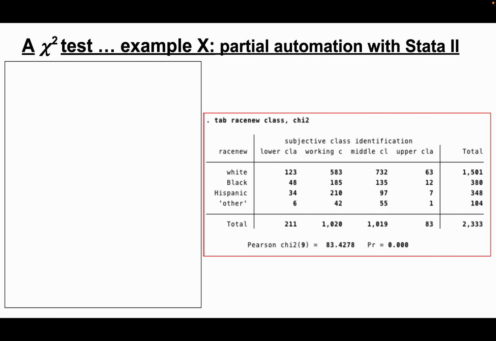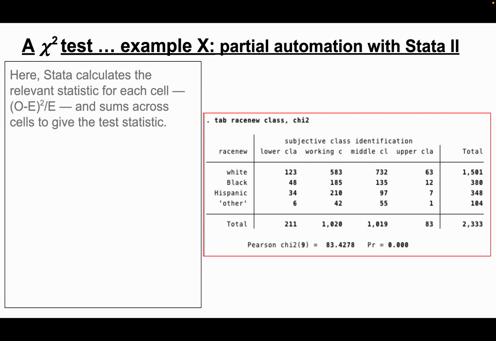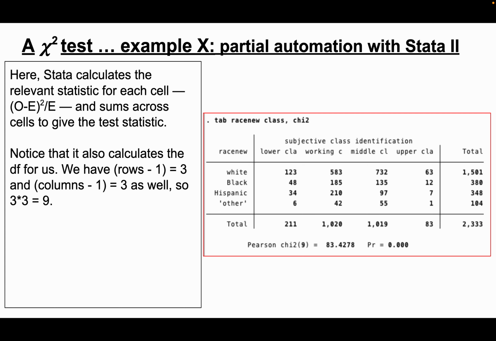Then what we can do is have Stata just run the test for us. So we can write tab var1, var2, the order doesn't matter, and then write chi2 here. What that does is it calculates the relevant statistic for each cell, observed minus expected squared over expected, and then it sums across the cells to give the test statistic. It also calculates the degrees of freedom for us here. As previously mentioned, that is in this case 9 because we have one column that's not free to vary and one row that's not free to vary. So again, slightly playing fast and loose with the rules here, you can think about the matrix that's actually free to vary as the submatrix here.